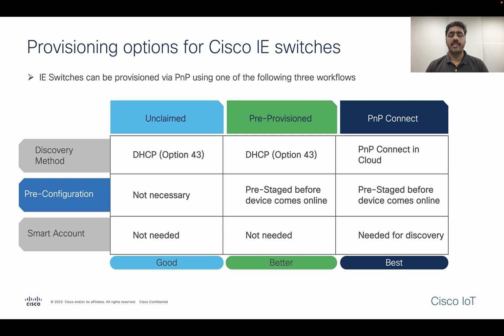The third option of the workflow is the PnP Connect. In this method, when the customer orders the devices, the serial numbers of the devices get synced to the customer's smart account. Cisco Catalyst Center can then sync up with the smart account and download all the serial numbers of the devices. When the device is powered on, it is redirected to the PnP Connect, from where it is again redirected to the on-prem Catalyst Center, and the usual onboarding process begins. In the next couple of slides, let's discuss in detail these 3 provisioning methods.